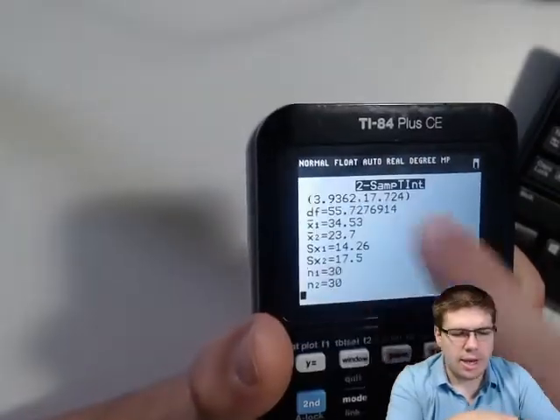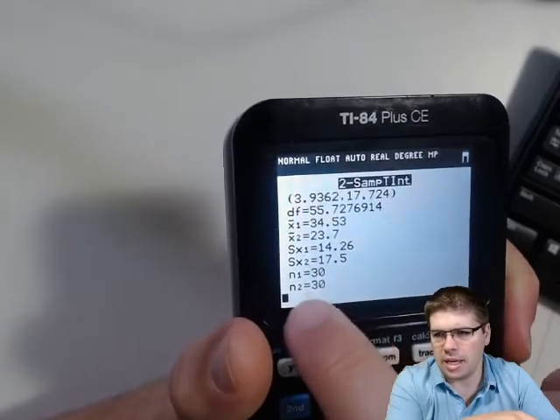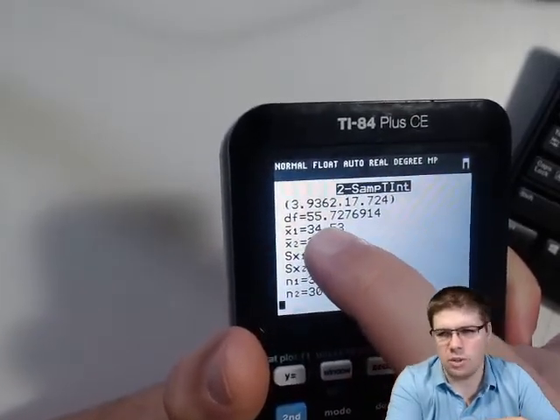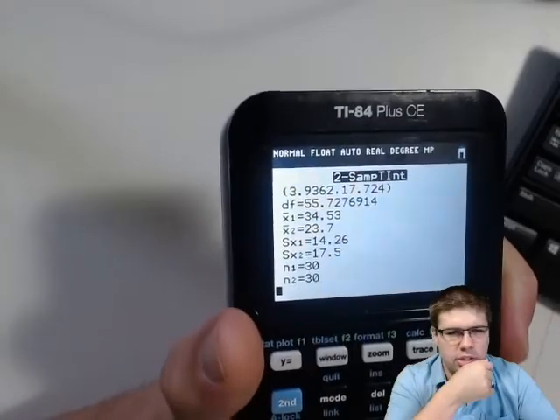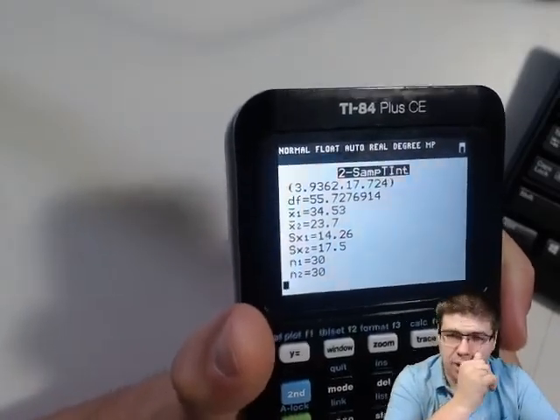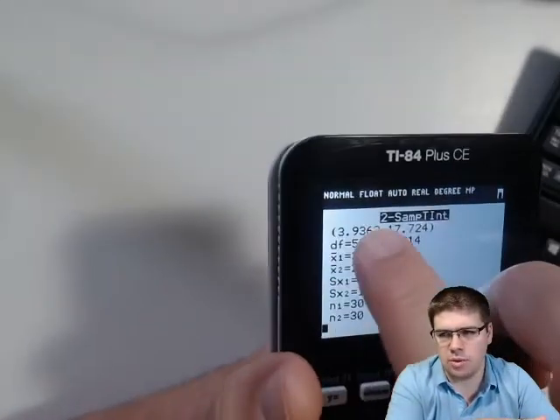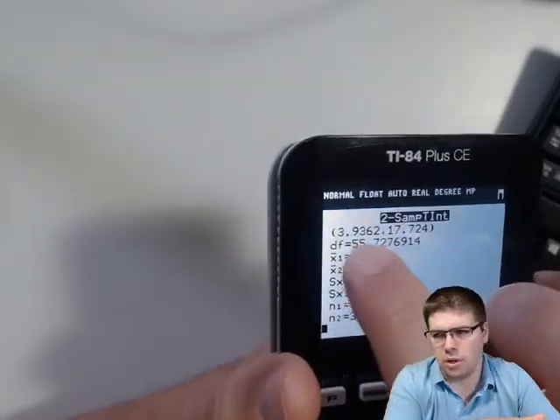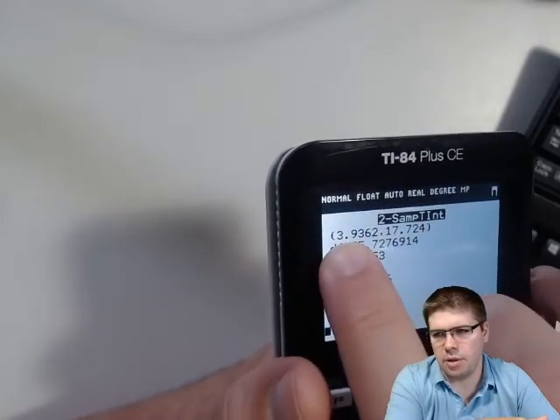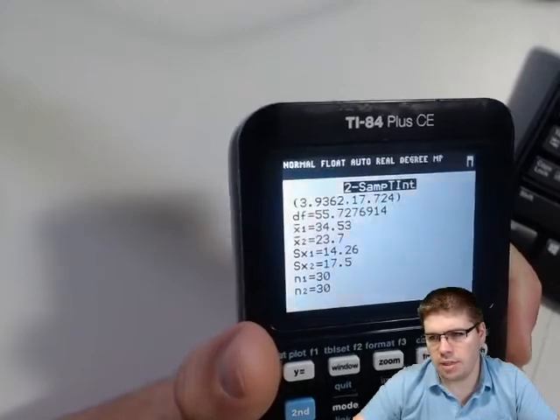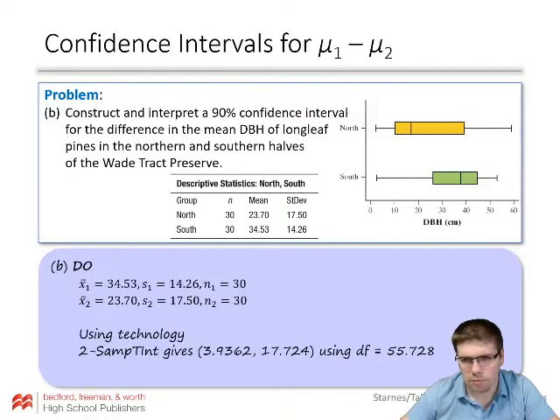All right. And then ultimately we get a degrees of freedom here of 55.72. And so that's actually a more accurate degrees of freedom for a 2-sample t-test. So you can use that one, and that's nice, is then you can use this confidence interval. So we're 90% confident that the difference is from 3.9 to 17.7. All right, so those numbers there, 3.9, 17.7.